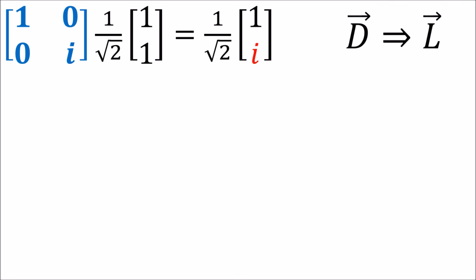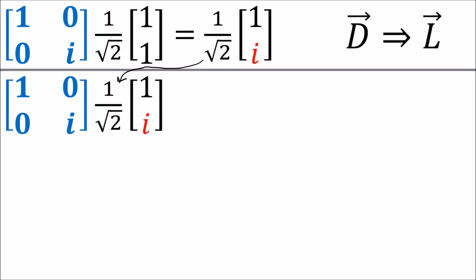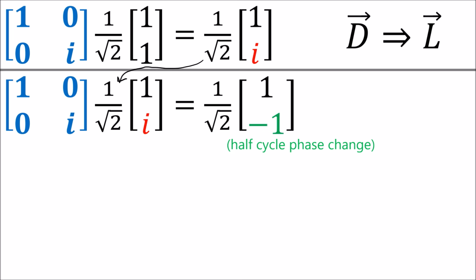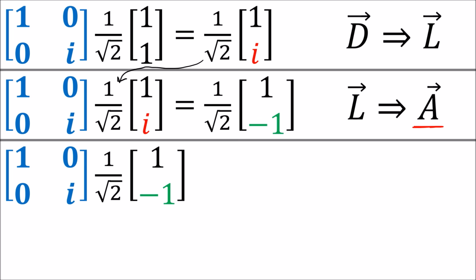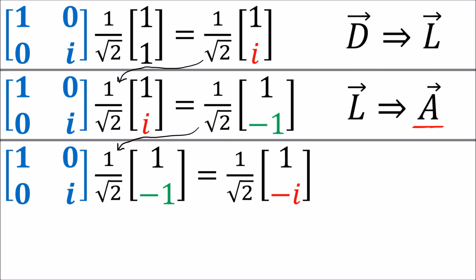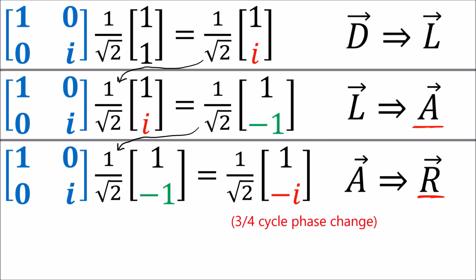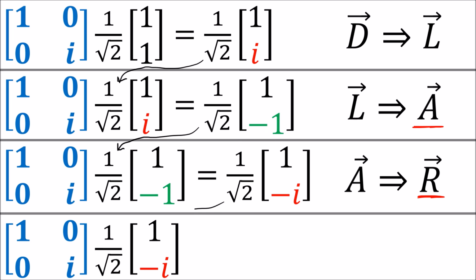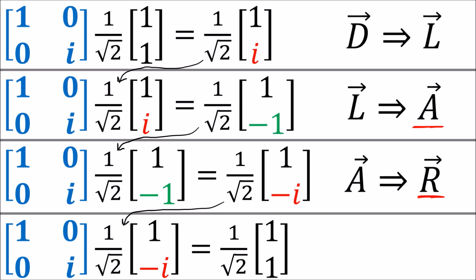If we apply this quarter wave plate again, by multiplying by the same matrix, it will cause the H and V polarizations to realign again, but with an opposite sign in the V polarization, which is the same thing as a half-cycle phase change. This gives the anti-diagonal polarization A. Applying the quarter wave plate again, the V polarization is changed yet again to give negative i, which is a 3/4 cycle phase change, which gives a right circularly polarized wave R. And applying the quarter wave plate again brings us back to where we originally started with the diagonal polarization D.